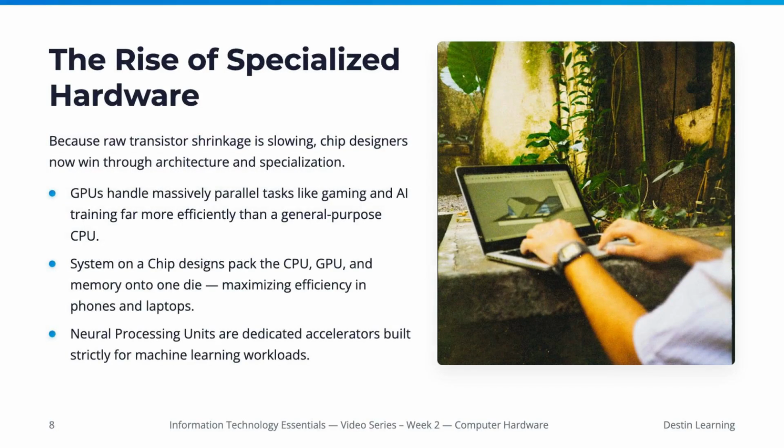Alongside architectural shifts, specialized hardware has become essential for modern workloads. Graphics processing units, or GPUs, excel at massively parallel calculations required for gaming, visualization, and machine learning training. System-on-a-chip architectures integrate the CPU, GPU, and memory into a single package to maximize energy efficiency in mobile devices, while neural processing units, or NPUs, provide dedicated acceleration engineered specifically for artificial intelligence tasks.